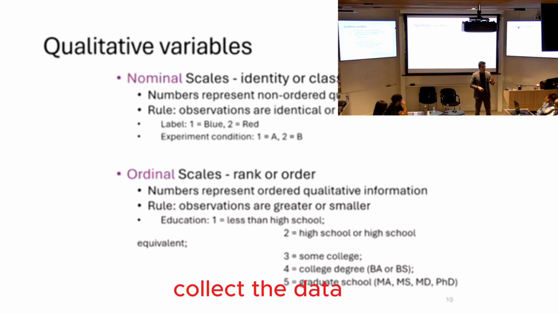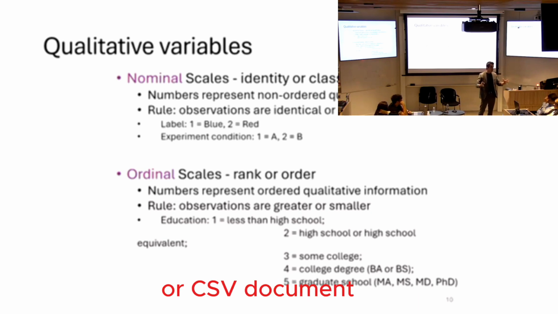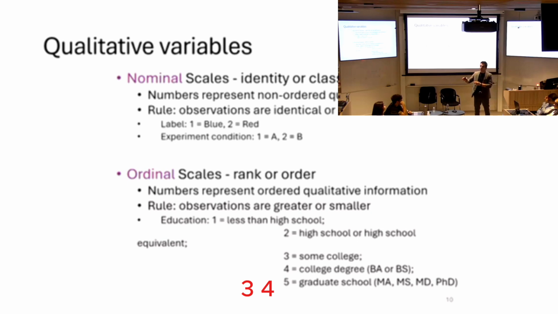So when you collect the data like that, most of the students code them in their Excel or CSV document as 1, 2, 3, 4, 5, instead of writing high school, etc. And no problem at that point. But if you put this in a regression analysis, assuming that this is an interval, and when we say interval, you assume that the difference between 1 and 2 and 2 and 3 is exactly the same.